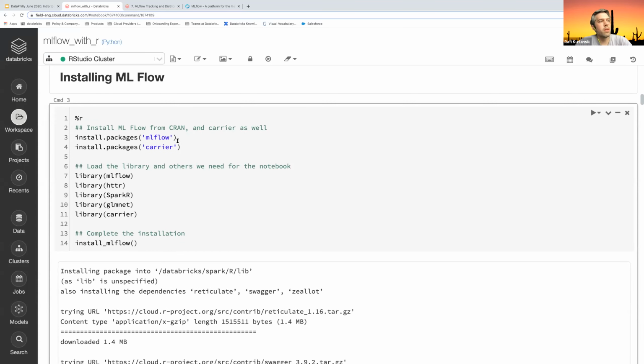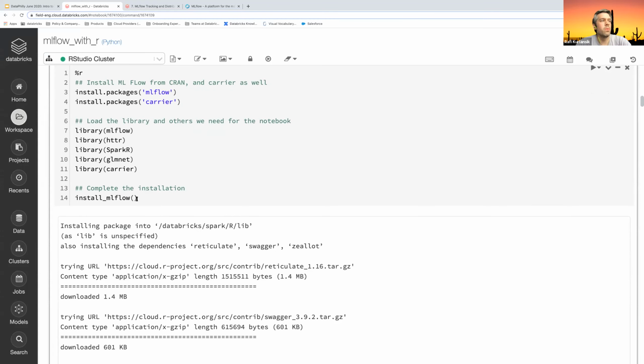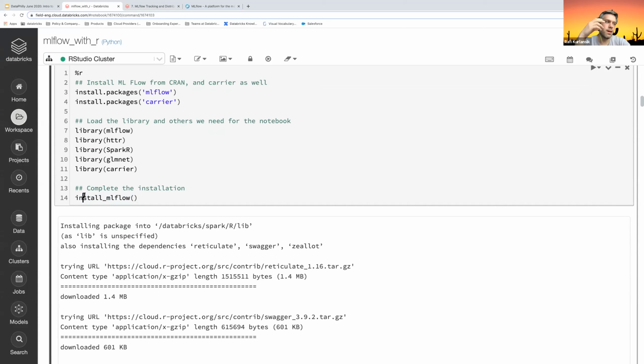So in this case, we're going to install MLflow from CRAN. And it's actually built in Python, so we have to run this install_mlflow command to essentially find the Python binaries and make sure that R is aware of where those are. You'll see that it's using reticulate, which is an R package to communicate between R and Python. So it's a two-step process to install: you install from CRAN, then you run install_mlflow, and then you're good to go.